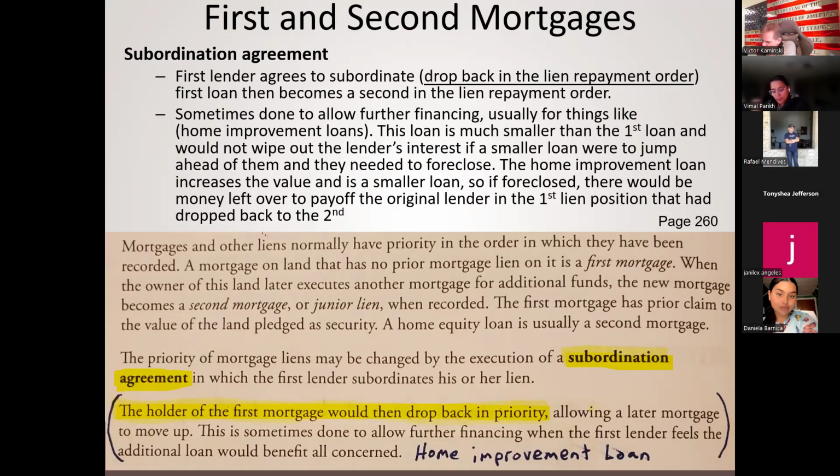For home improvement, with the subordination agreement, do we go to a different lender or the same lender? Different lender, right? It would be a different lender that you go to for a home improvement loan. I see. Right? Home improvement loan.